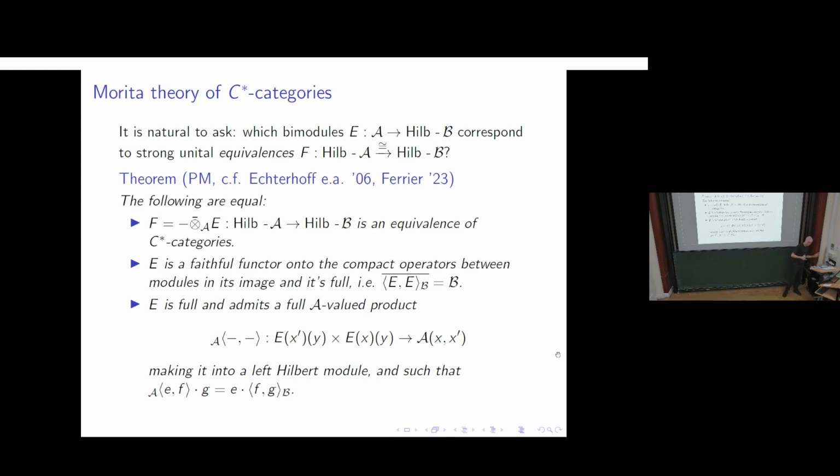is that you have not just a B-valued product, but also an A-valued product that satisfies this imprimitivity equation, and it lands in A, and then you just need both products to be full. That's cool.